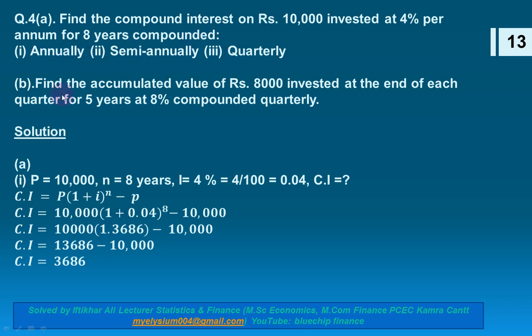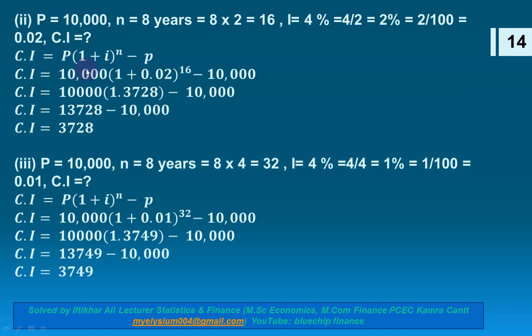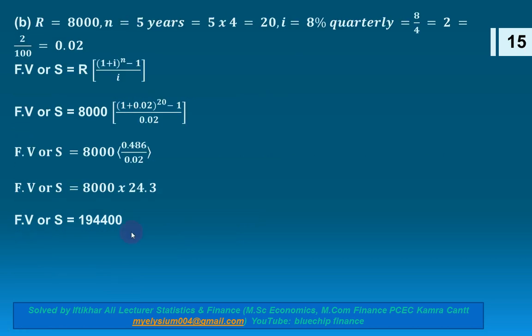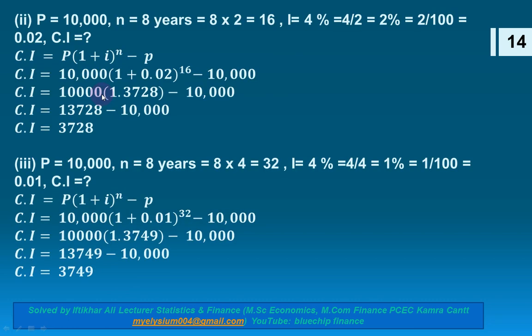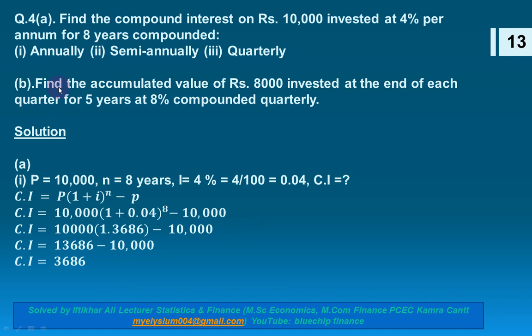In case of annually, the compound interest will be 3686. In case of semi-annually, the compound interest will be 3728. And in case of quarterly, the compound interest will be 3749. Whereas question 4 part B is the case of annuity, because there are multiple payments, to find the accumulated value or future value of rupees 8,000 invested at the end of each quarter.